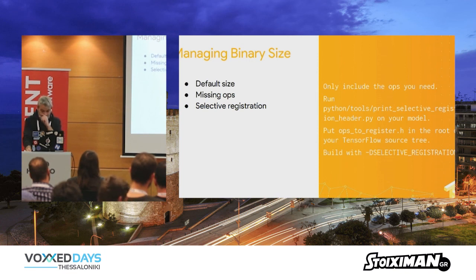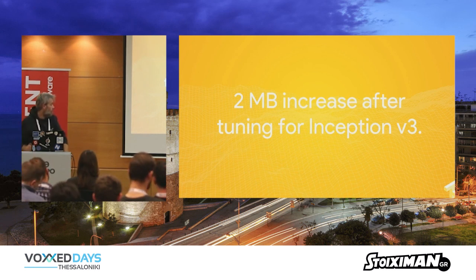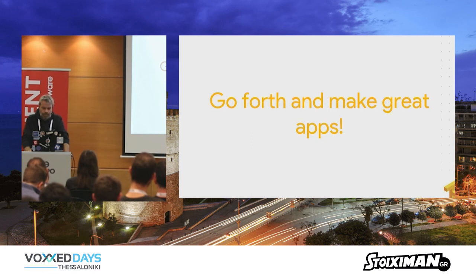Selective registration: you enable it, and you're going to see a much smaller binary, only with the operations the app is doing. This shrinks the binary size increase to under 2 megabytes, which is included in Inception v3. That was my presentation. I guess I'm on time.